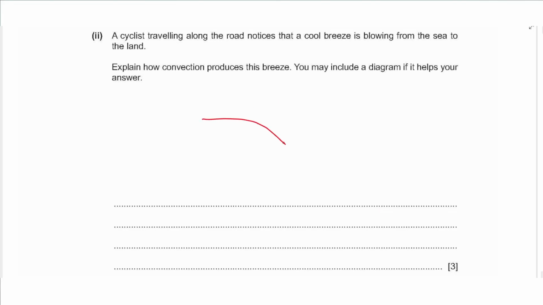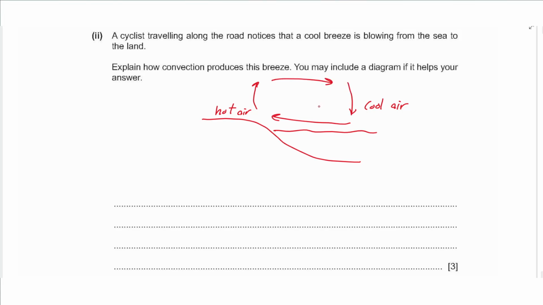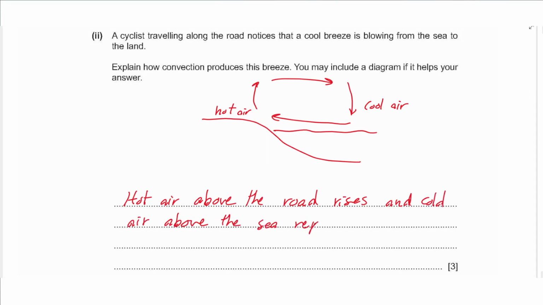So if this is the land and this is the sea, we have hot air here above the hot road, and this hot air rises and the cool air from above the sea replaces it, and the cycle is completed like this. And we can say that hot air above the road rises and cold air above the sea replaces it due to convection current, as shown in the diagram.